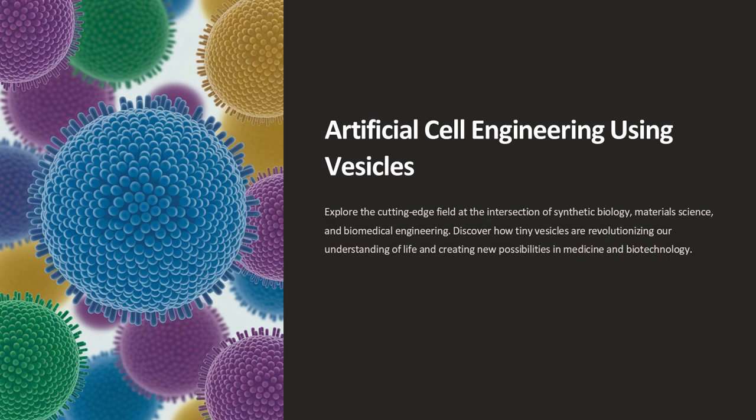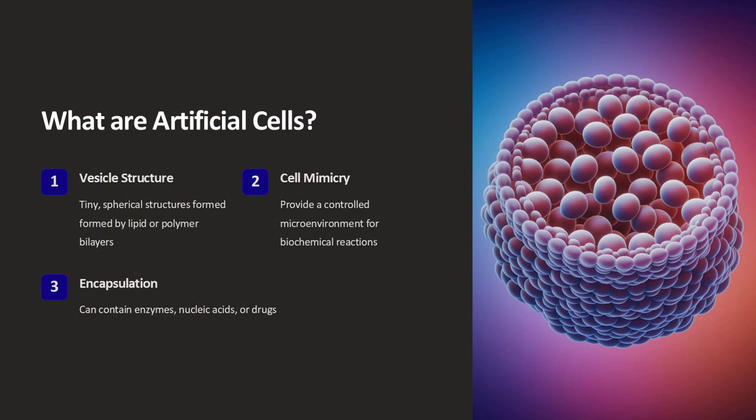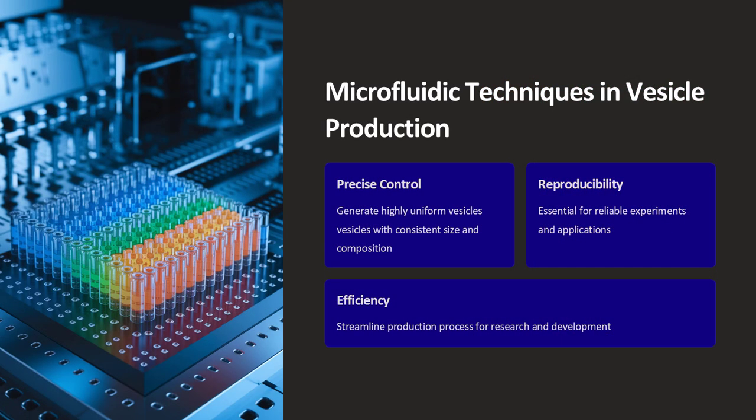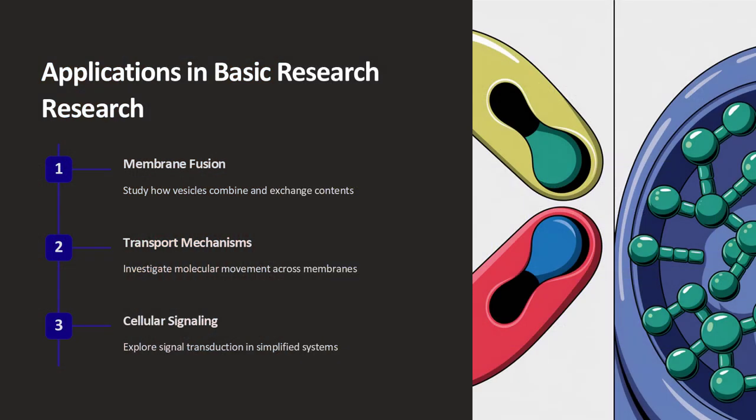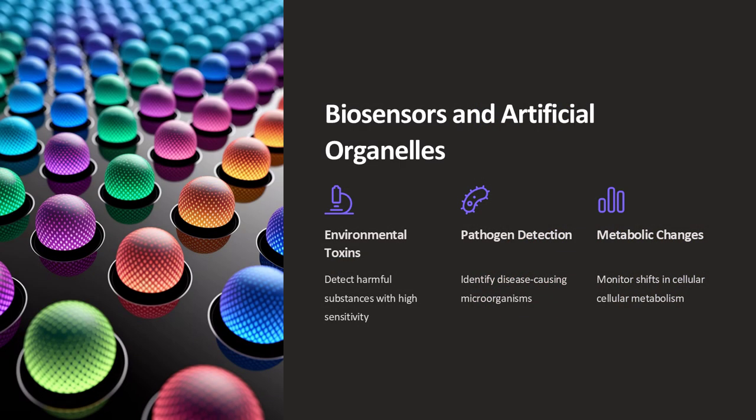Artificial cell engineering using vesicles is an exciting field at the intersection of synthetic biology, materials science, and biomedical engineering. In essence, researchers design and create vesicles, tiny spherical structures formed by lipid or polymer bilayers that mimic the compartmentalized structure of natural cells. These vesicles can be thought of as artificial cells, providing a controlled microenvironment where biochemical reactions take place, much like they do in living organisms.